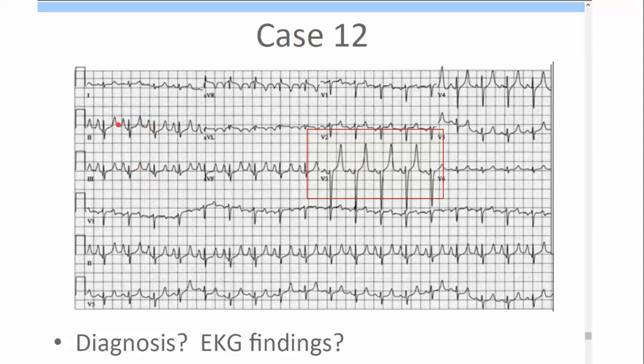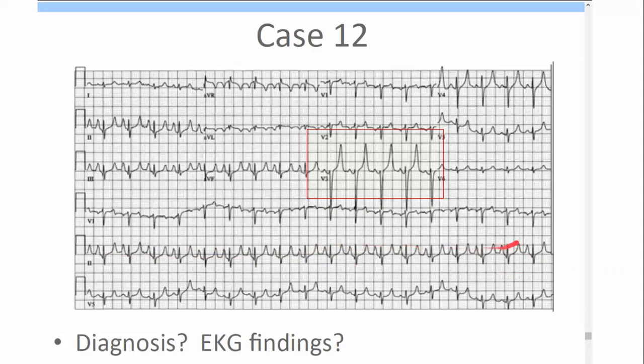Is this like 2-to-1 conduction? It's like, whoa. Am I dealing with a Mobitz 2? The PR interval's pretty fixed. I'm going to say it's a Mobitz 2. If I did, I'd be wrong. So why is it not a Mobitz 2?